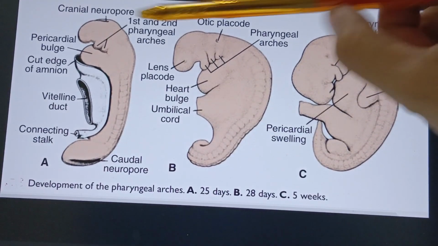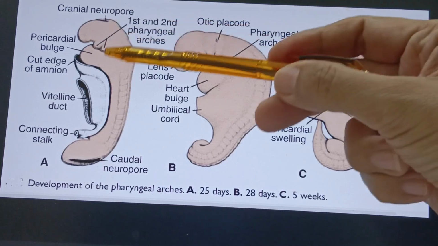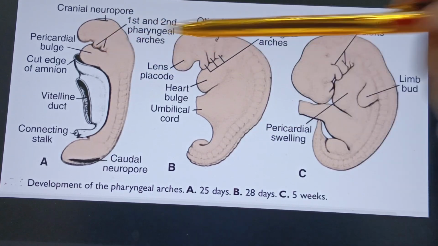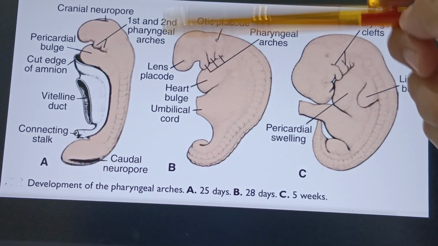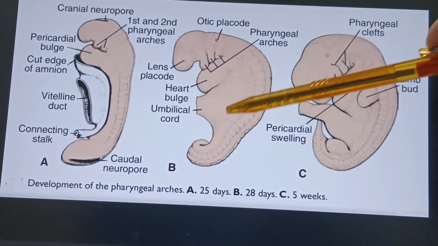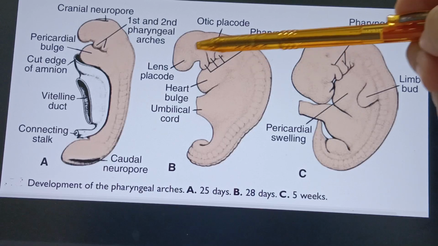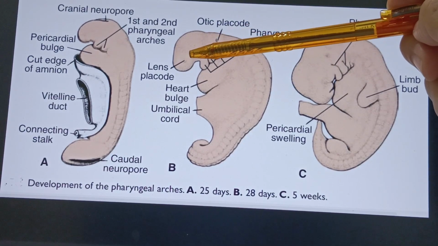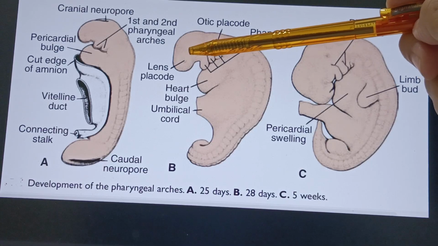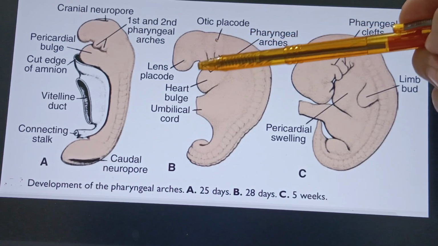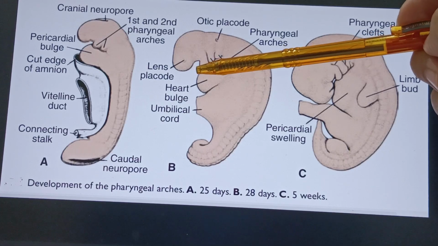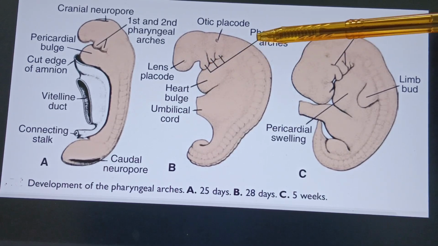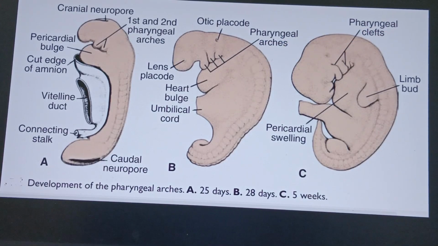Now again concentrate: this is the head end, this is the pericardial bulge, and the intervening stomodeum. Here we can imagine that there is a primitive gut, and the most cephalic portion of the foregut is called the primitive pharynx, and on its lateral and ventral walls we see dilatations like branchial gills called pharyngeal arches.